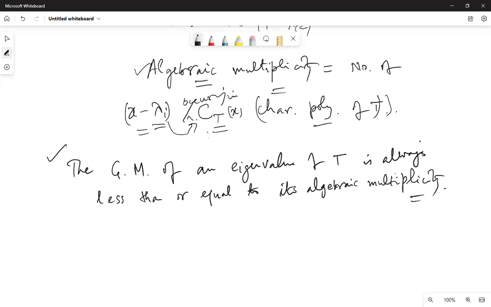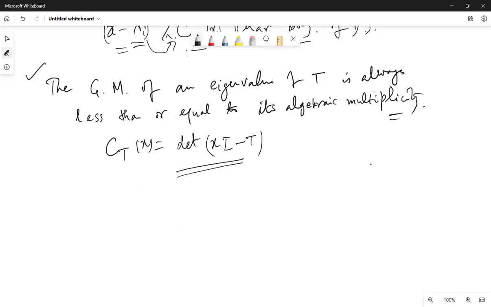Okay, CTX, let me just explain what CTX is. CTX is basically the determinant of xI minus T. Okay, no problem, let me just explain this.